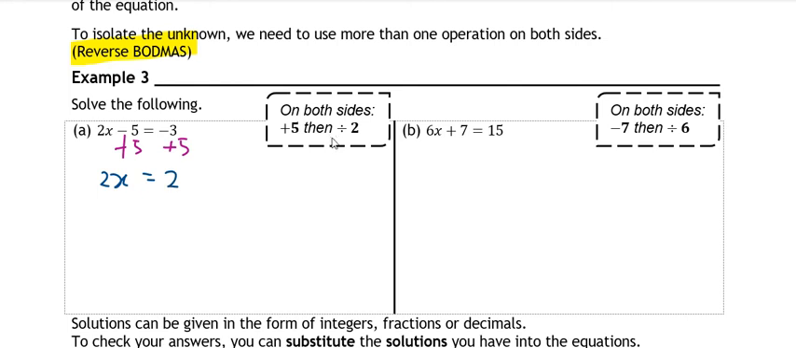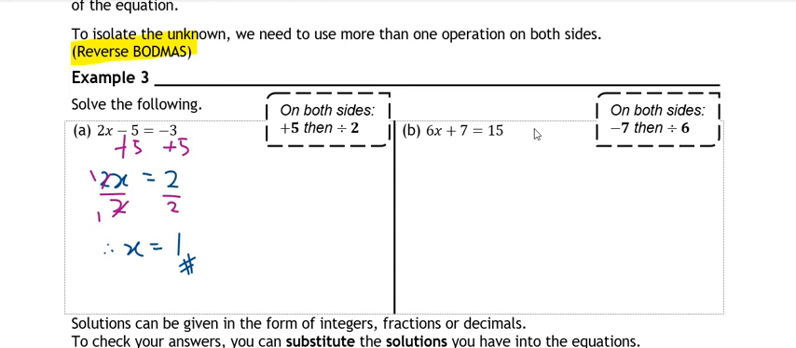And then, as you have seen before in the previous example, 2 multiplied by x, you have to do the opposite. So you divide both sides of the equation by 2. Here the 2 is cancelled, so you will have x equals 2 divided by 2, which is 1. That's your answer for example 3, part A.